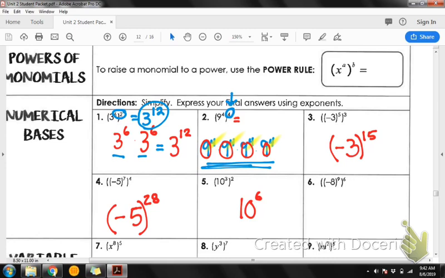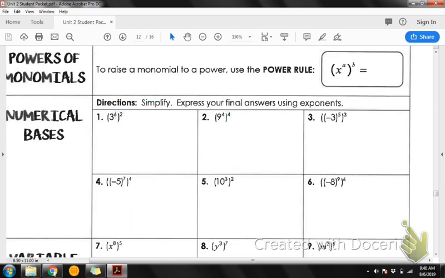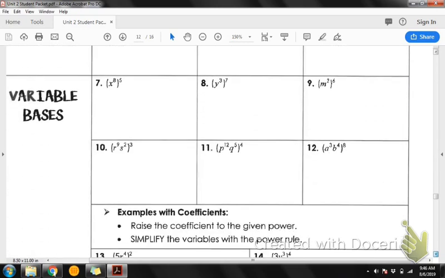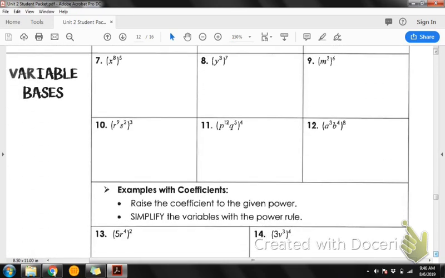Okay, let's talk about variable terms. Variable, the rule doesn't change. Stays the same. So on number 7, Chrissy, what's our answer on number 7? X to the 40th power. Doesn't change our rule. Ooh, let's look at number 10. That's a little bit interesting. What do we need to do on number 10, though?